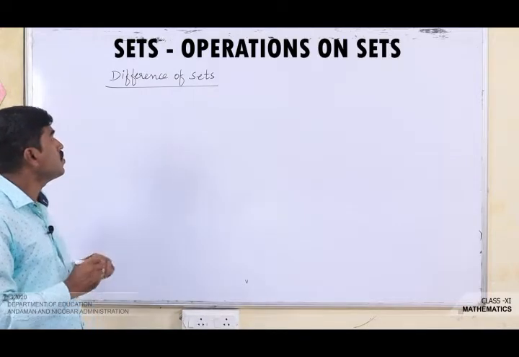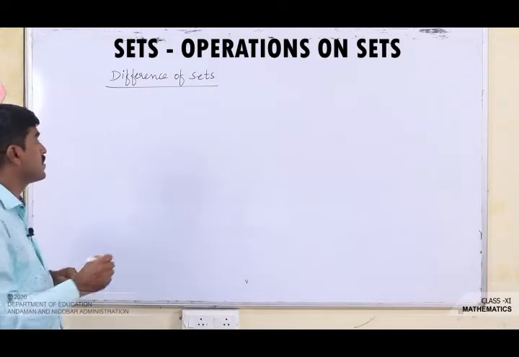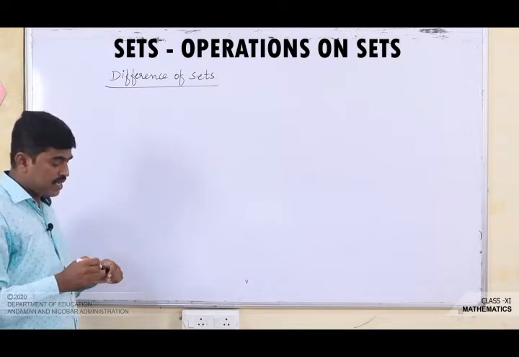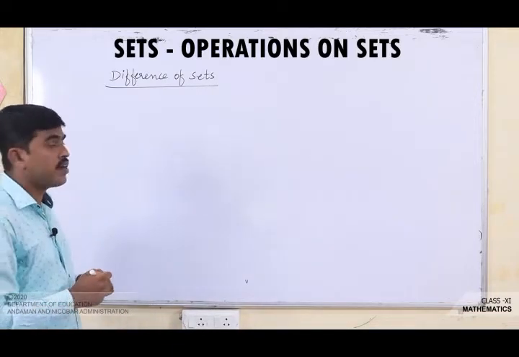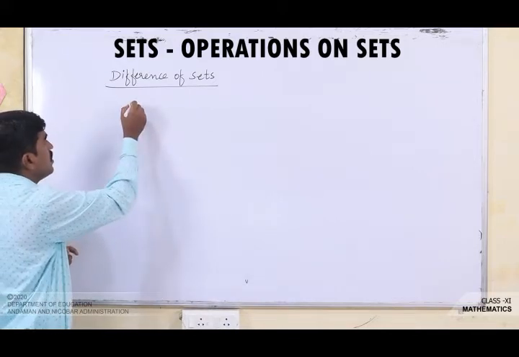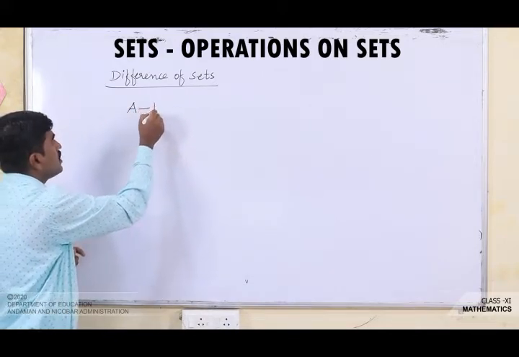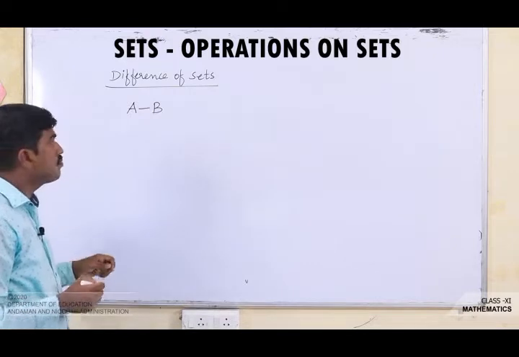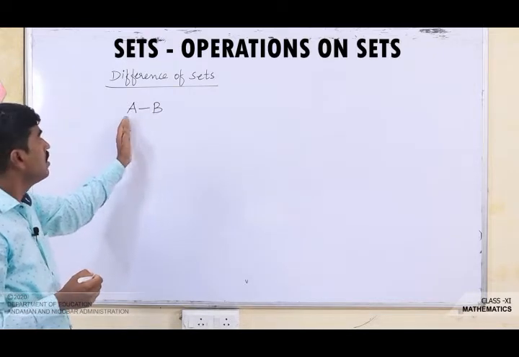Okay. So let us see what is the meaning of difference of sets. Suppose there are two sets A and B, then the difference of the sets in the same order, that means A first and B next, is denoted by A minus B. A minus B, difference of the sets A and B.